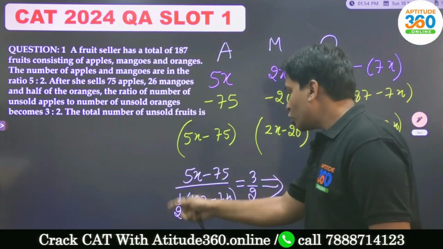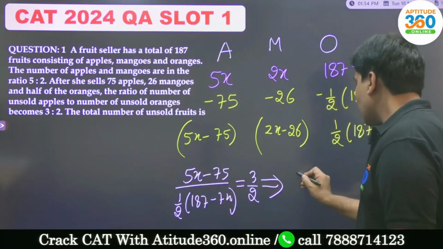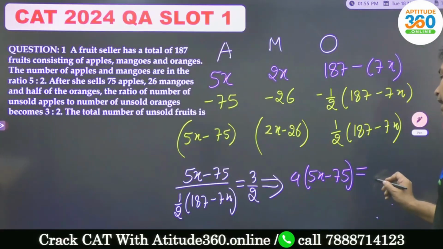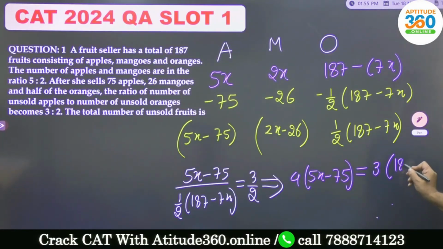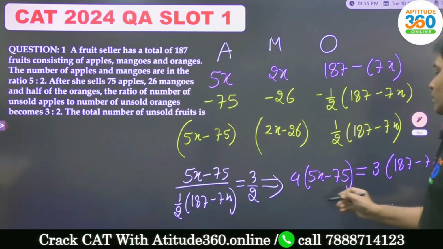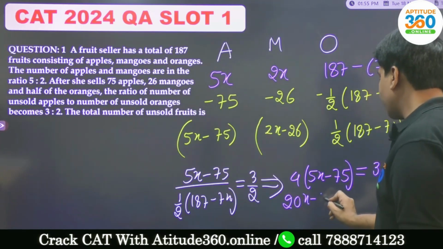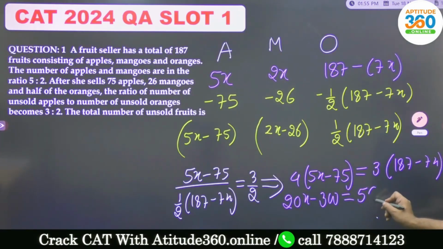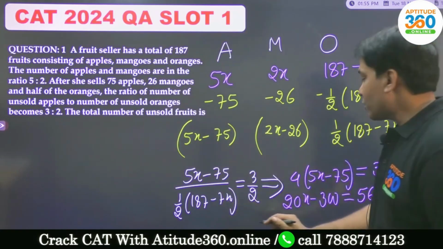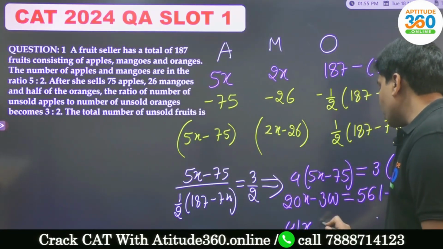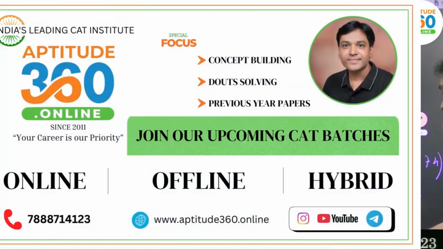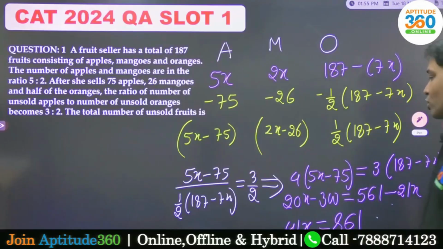Half goes on the numerator, it becomes 2 and 2, it is 4 times of 5x negative 75, and then 3 times of 187 negative 7x. So this is 20x negative 300, and 187 into 3 is going to be 561, negative 21x. 21x goes on the other side of equality, so this collectively will become 41x, and negative 300, when it comes on the other side of equality, is positive 300. So collectively it is 300 and 861, right?